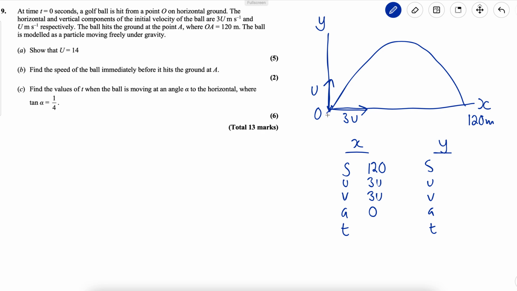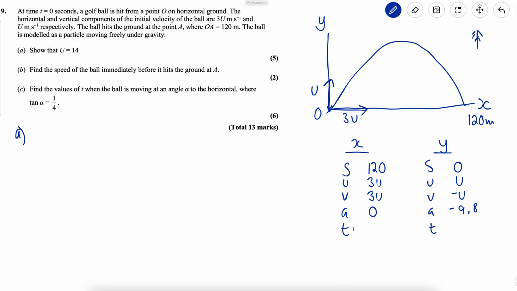In the y direction, it's left the ground, it's moved up, and it's returned to the ground, so its final displacement is 0. Its initial velocity was u, and because this is symmetrical, whatever its positive velocity is at any point on this side, the negative will be the same magnitude here. So this will actually be minus u if we want to use that. The acceleration is only acceleration due to gravity, which is opposite to the initial direction of motion, so I'm putting that as minus 9.8. I'm deciding that the upward direction is positive. So show that u is equal to 14.